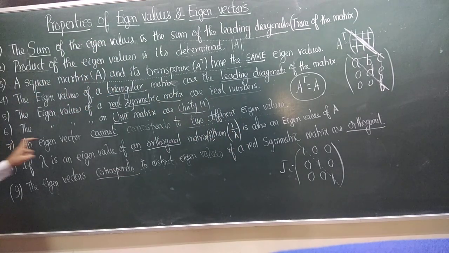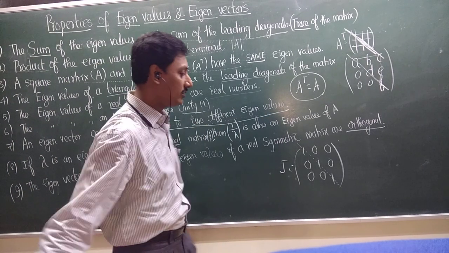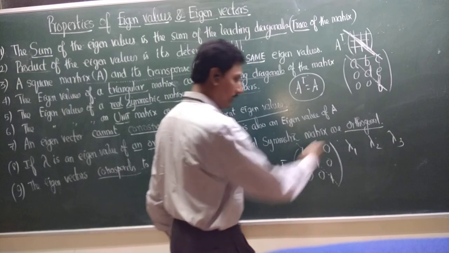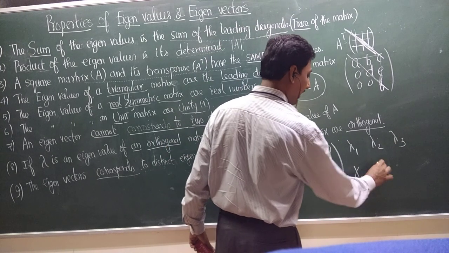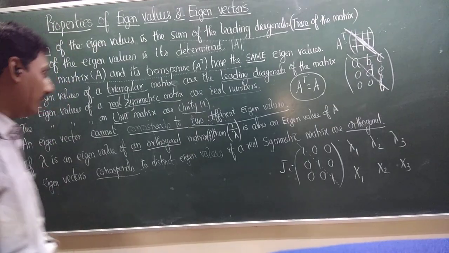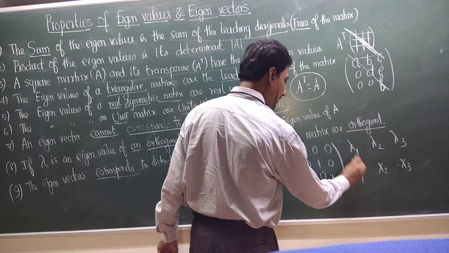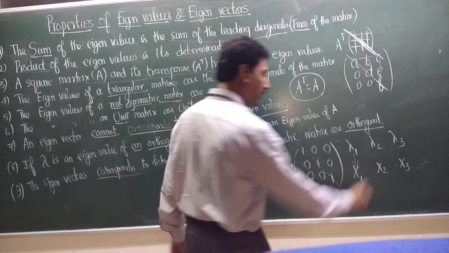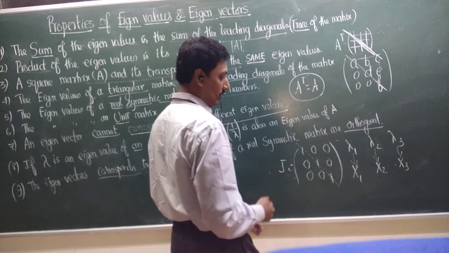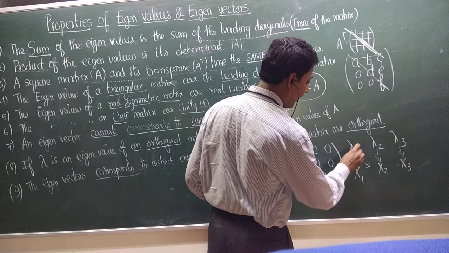And an eigenvector cannot correspond to two different eigenvalues. Let us see that. Suppose we have lambda 1, lambda 2, lambda 3, three eigenvalues for a 3 by 3 matrix, then we get the corresponding eigenvectors x1, x2, x3. Now the reverse is not possible. What's the reverse? An eigenvector cannot correspond to two different eigenvalues. For example, this is the eigenvector of lambda 1, this is the eigenvector of lambda 2, and this is for lambda 3.